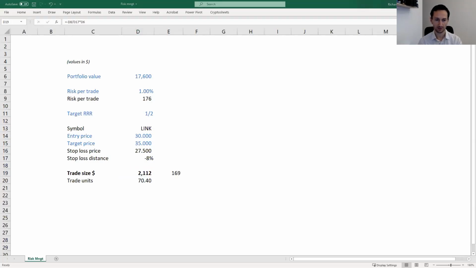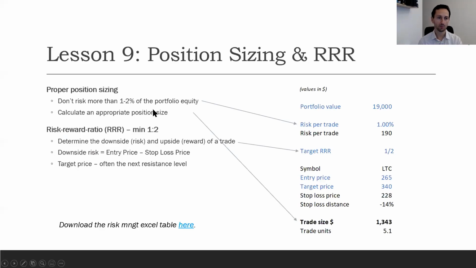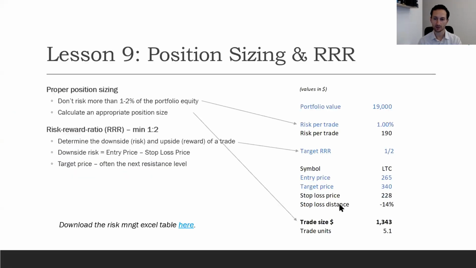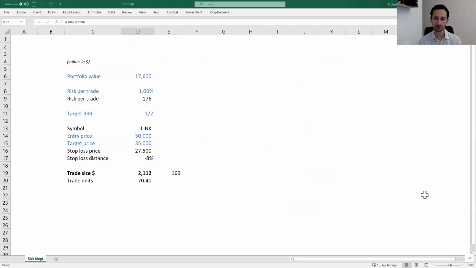So if I go back to the presentation, on the next slide, the proper position sizing, there are a few variables that have a bearing on it. One is the portfolio value, the risk per trade. Like I said, we changed it to 1%, and then also your stop loss distance. That dictates how big your trade size is, right? In this case, $2,000. In this case, $1,300. So this Excel spreadsheet will help you with that.